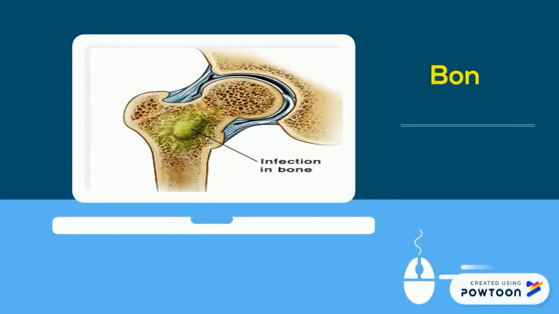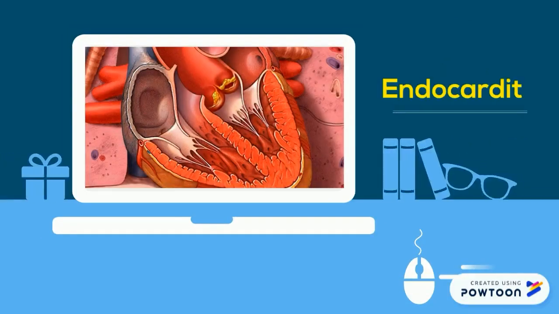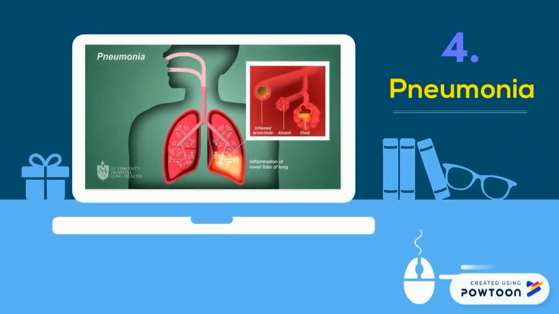Bone infections can cause pain, swelling, warmth, and redness in the infected area. You may also have chills and a fever. Endocarditis causes some flu-like symptoms, fever, chills, and fatigue. It also causes symptoms such as rapid heartbeat, shortness of breath, and fluid build-up in your arms or legs. Pneumonia symptoms include a high fever, chills, and a cough that doesn't get better. You may also have chest pain and shortness of breath.